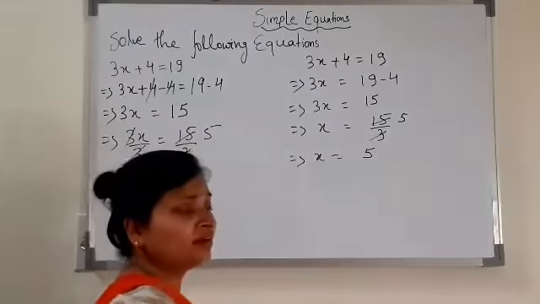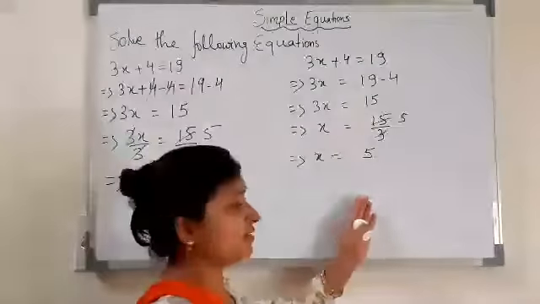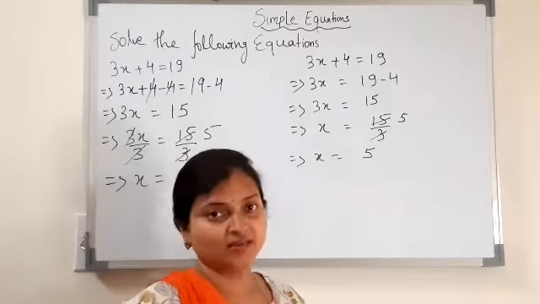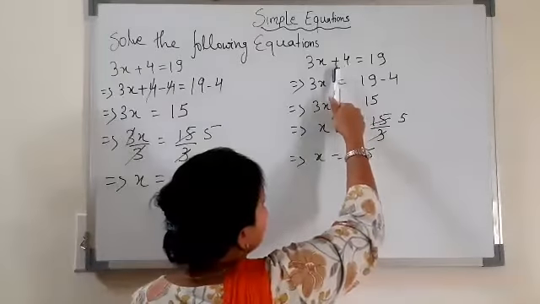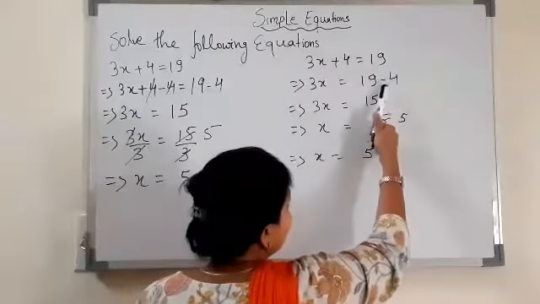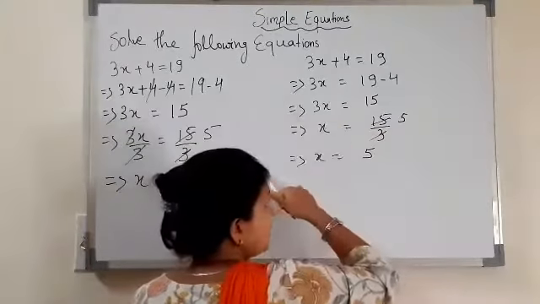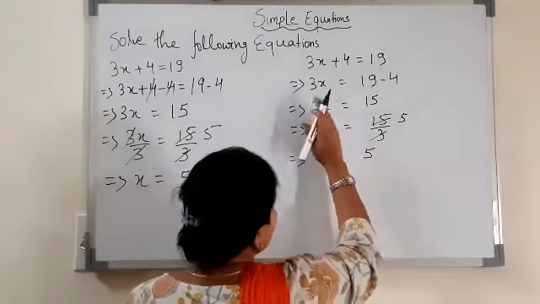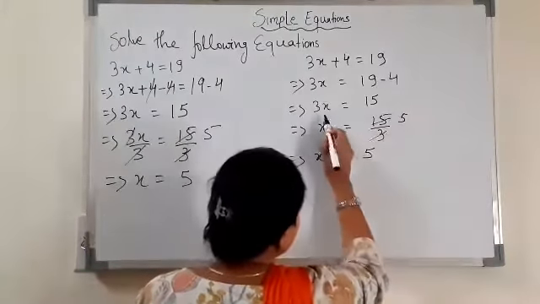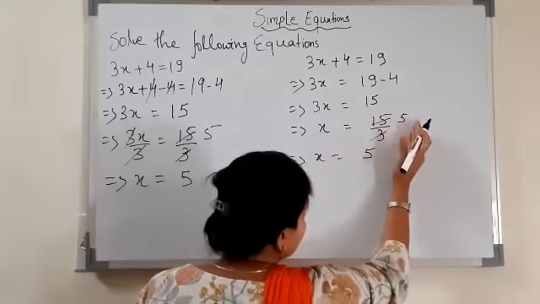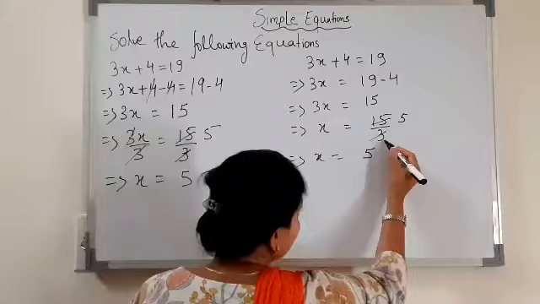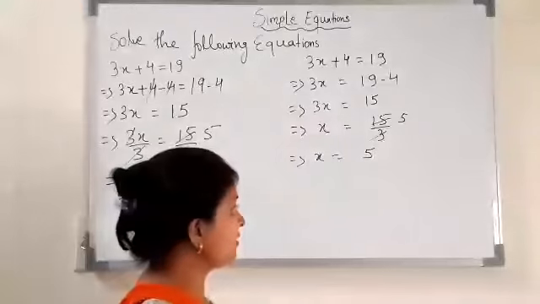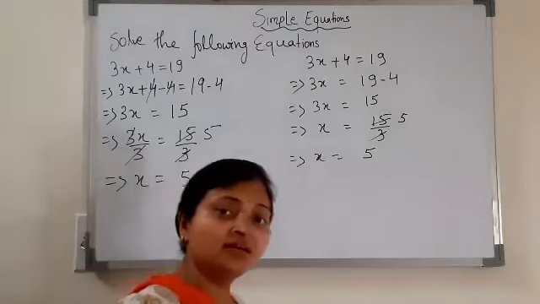This is nothing but the transposing method. In the transposing method, transposing means changing the side of the number with its sign. In the first case, I have changed this 4 from this side to this side with the negative sign. Why? Because it was positive on this side. Now when it goes to this side, it becomes negative. Again I have changed this 3 from this side to the other side. Here it was in multiplication form. It goes to the right hand side in division form. So this is nothing but the transposing method, and in both the methods you will get the same answer.